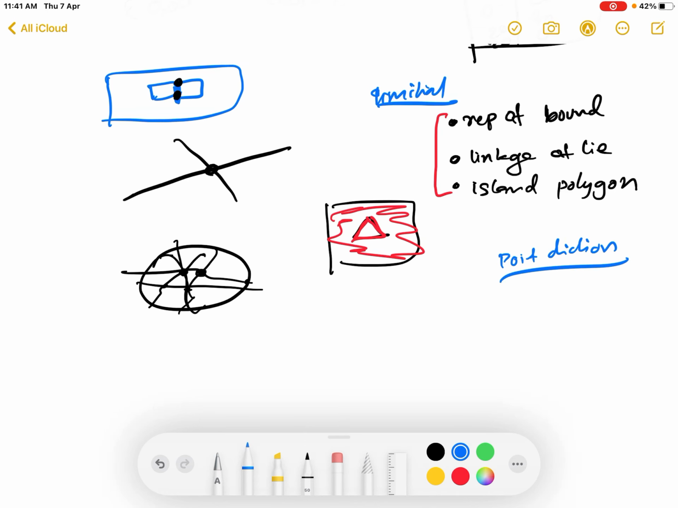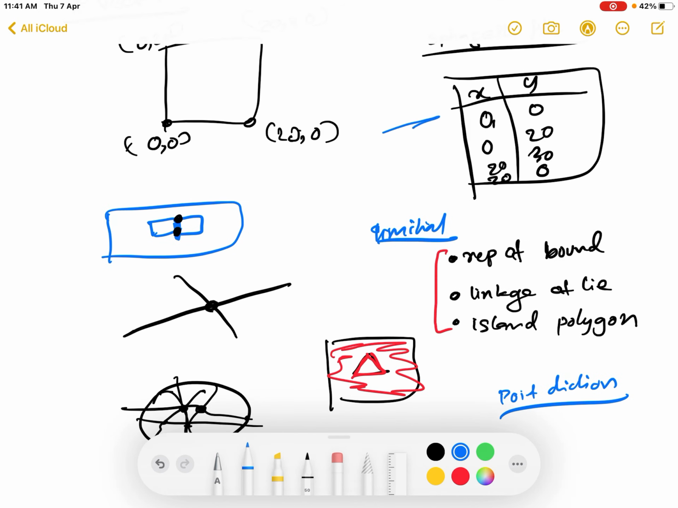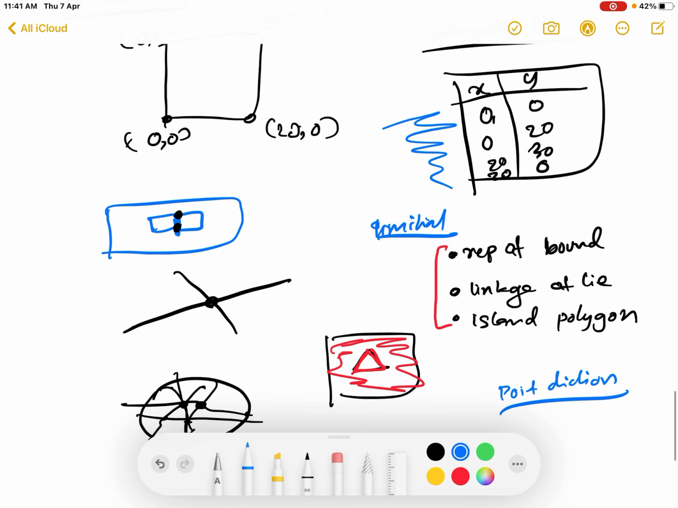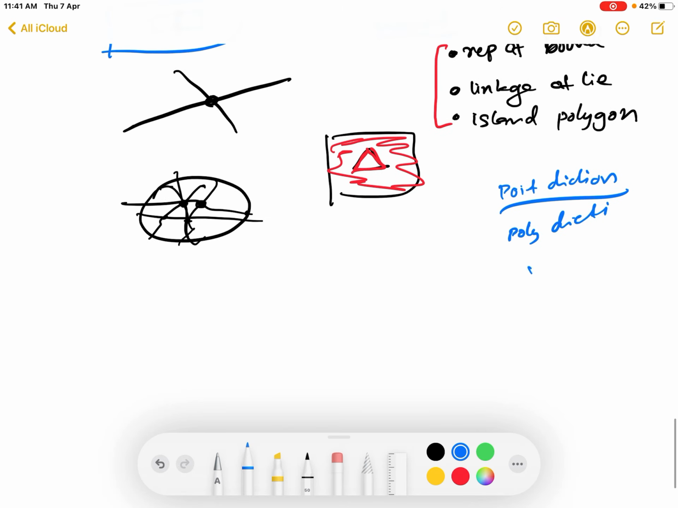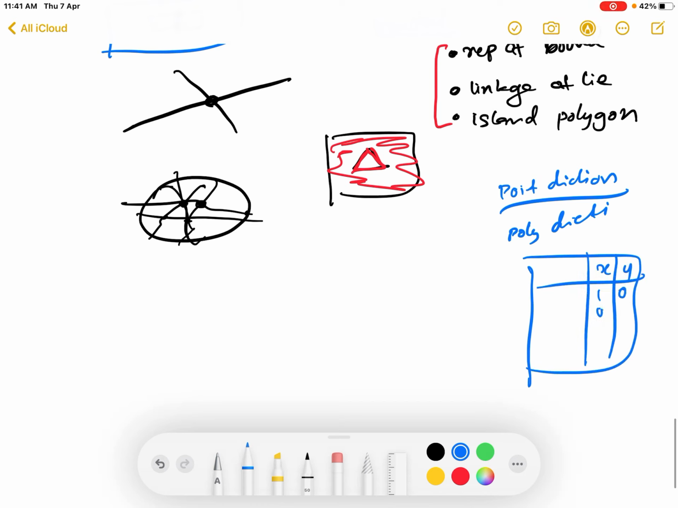How will you solve all these problems? This is done using something called a point dictionary. So in a point dictionary, instead of just showing the whole thing like a spaghetti file of xy coordinates, we will have two dictionaries. The first one is a point dictionary and the second one is a polygon dictionary.